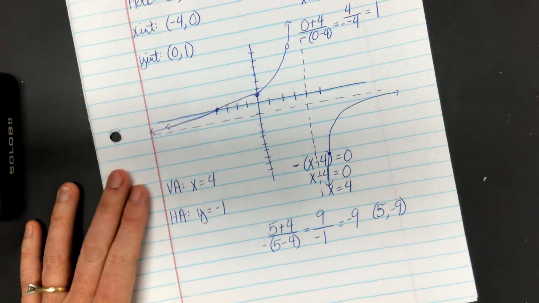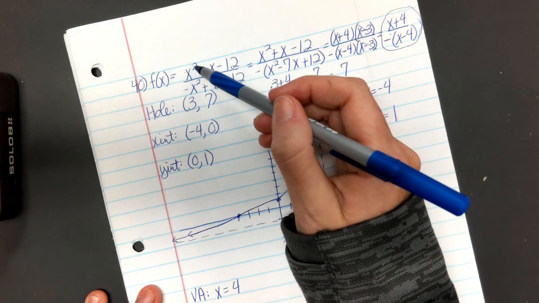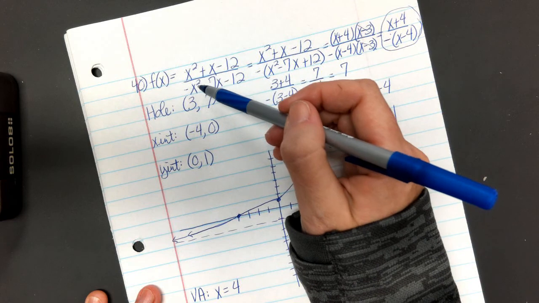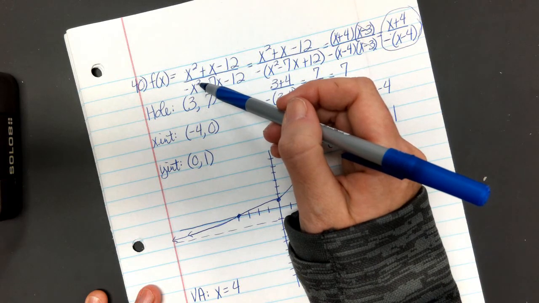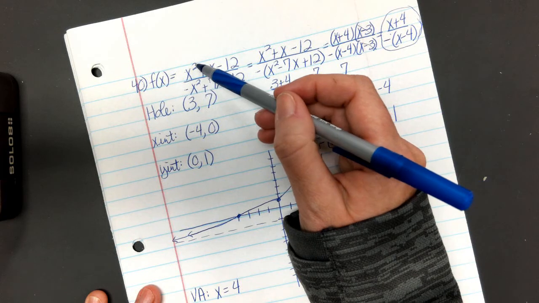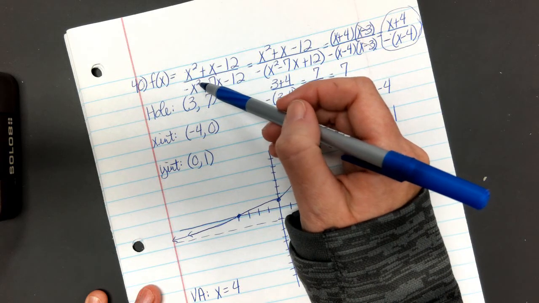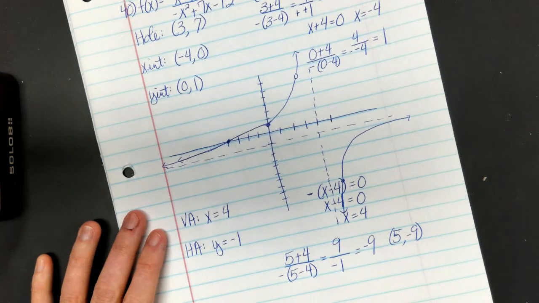If I had had a situation where the top is going to be a degree that is less than the bottom, then I would want to have a horizontal asymptote at y equals 0. And if this one is greater than this one, then that's when I'm going to use synthetic division to find a slant asymptote.